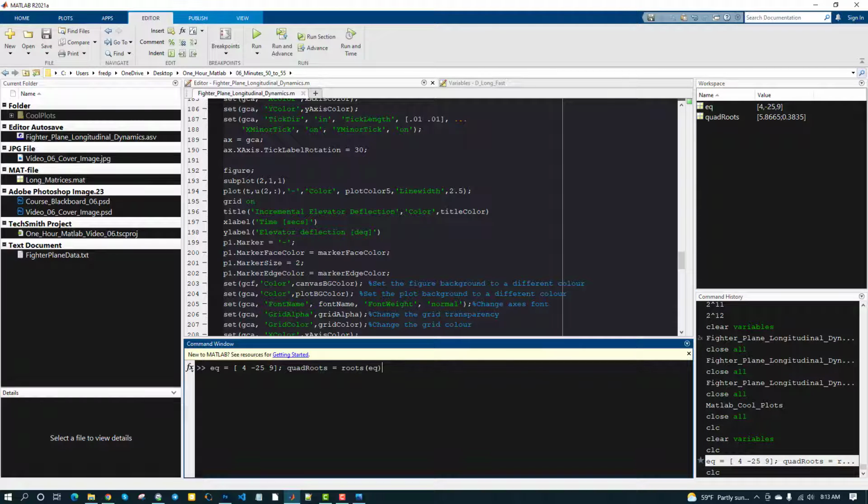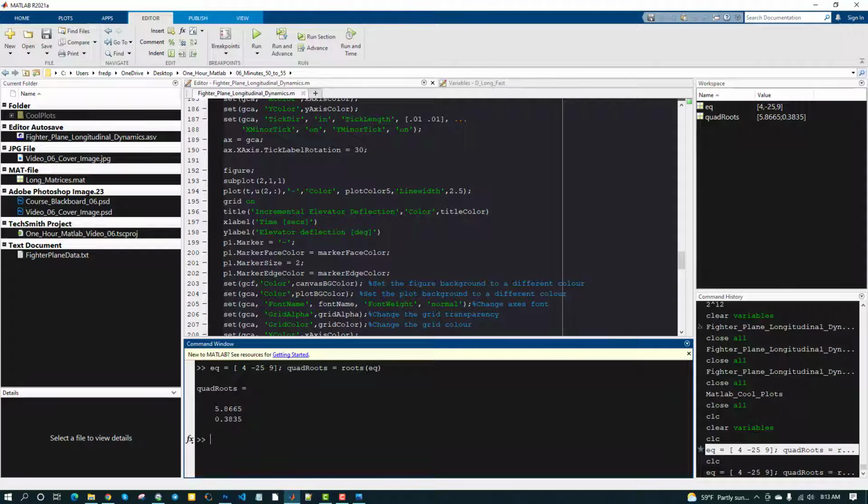You define a vector with the coefficients of the equation. Equation equals 4, minus 25, 9. And this command, roots, will actually give you the solution for this quadratic equation. All right, as simple as that.